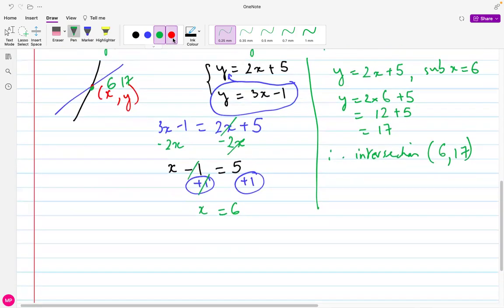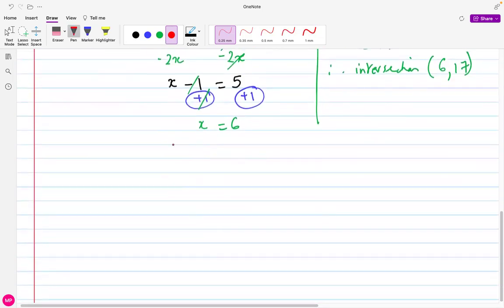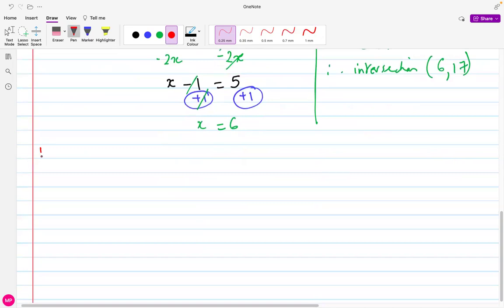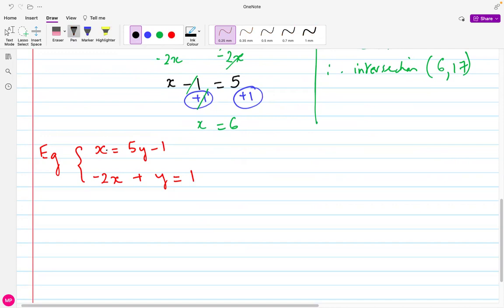Note that when we do the substitution method, it doesn't have to be y equals something. It can be x equals something if you see that x already is the subject. Let me give you an example. If I say x equal 5y minus 1, and I have negative 2x plus y equal 1, something like that here. So here you can see x as the subject. So you can substitute x into the second equation. Okay, so as long as one of the letters is the subject, you can do that.